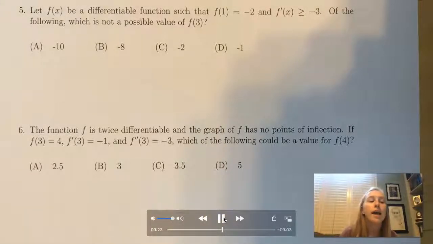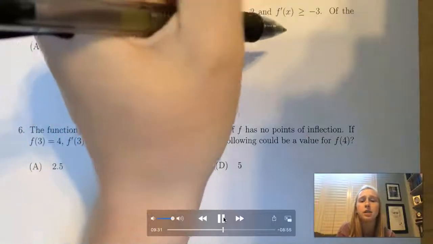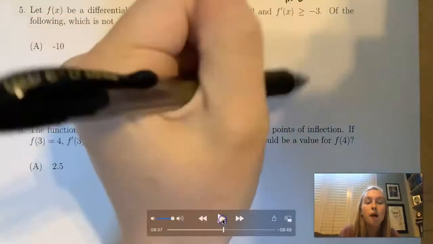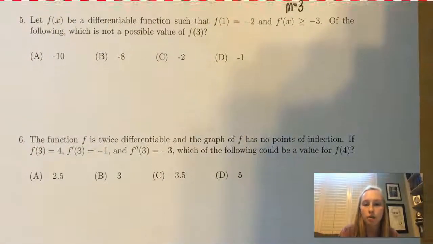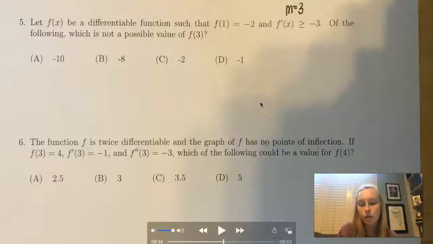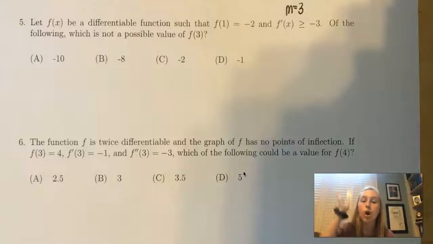Okay, so let f be a differentiable function, and that f of 1 equals -2, and that f prime of x is greater than or equal to -3. So which of the following is not a possible value of, what value are we looking for? f of 3. I'll move this up a little more. Okay, so the way we're going to solve this is we're going to draw a picture. We're going to start at (1, -2) and draw a line up to the x value of 3 and see what y value corresponds with it and what y values are possible and not possible.